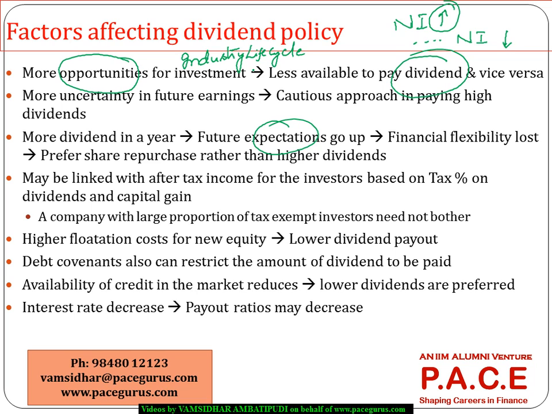So the dividend policy can be structured by looking at the uncertainty of the future earnings. And in case in one year the company has committed to a higher dividend because of higher profits, as I said, the expectations will go up, and every year the investors will look forward to the company declaring at least that much dividend.